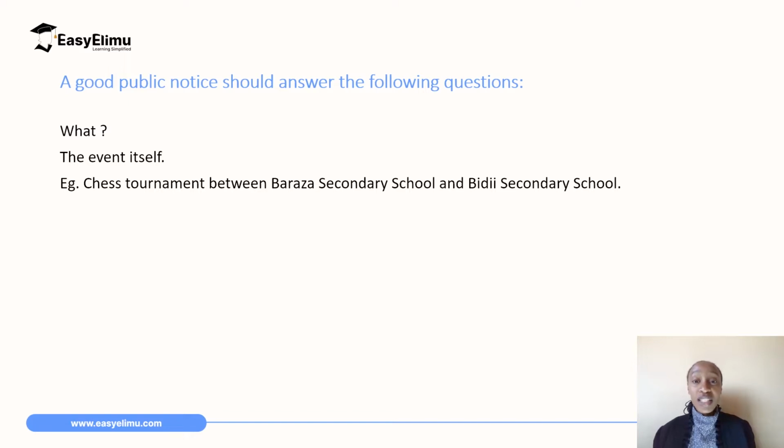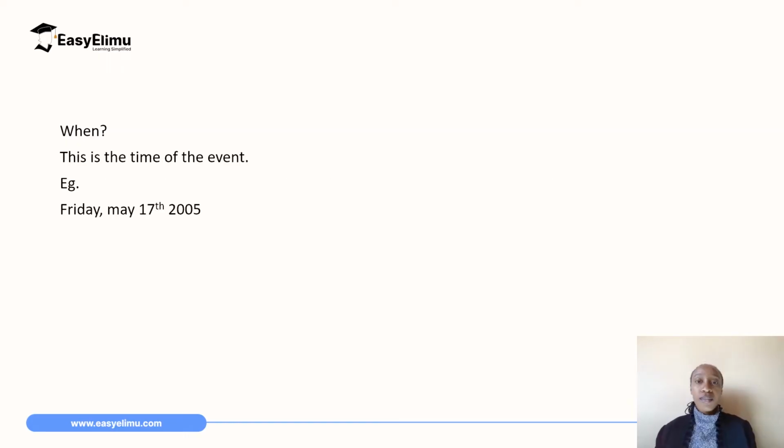So that statement has answered the question, what? It has told us what this poster is about, so we already know it is about a chess tournament. The second question that a good public notice should answer is the question when. When is asking about the time. For example, Friday, May 17th, 2005 at 2 p.m.